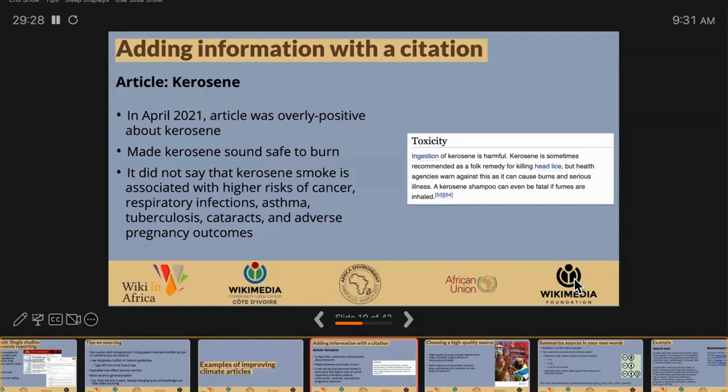And it made it sound as if, as long as you're not drinking it, it's fine. It did not reflect the newer research, the newer consensus, that kerosene smoke, burning kerosene, using kerosene as intended, is really bad for you. And these are well-established facts about kerosene, but they just weren't in the article. So this is a type of misinformation by omission. You've got an article that's overly positive, and you can correct Wikipedia by adding to it.